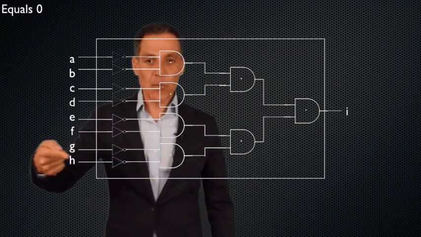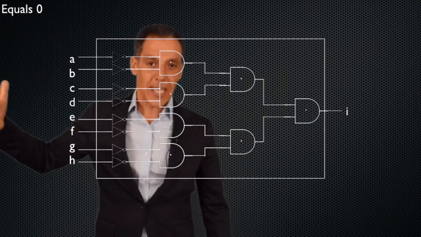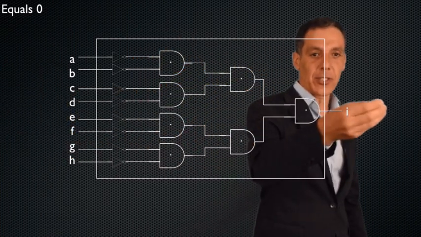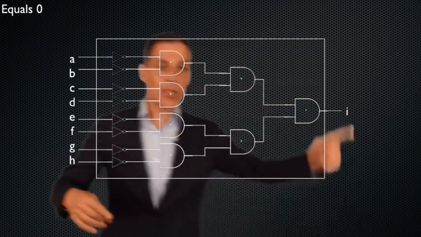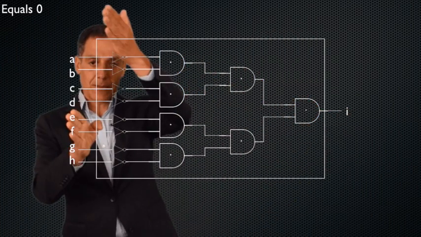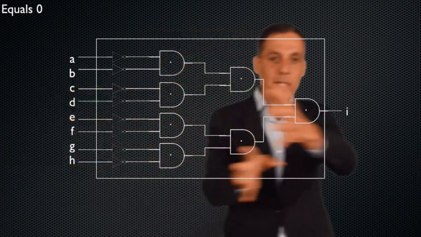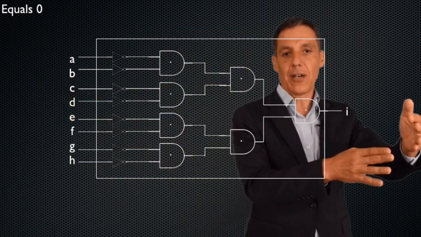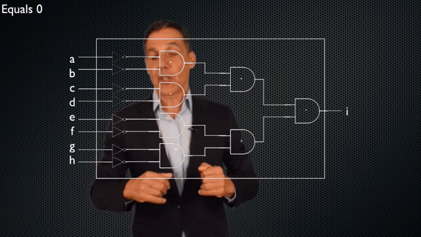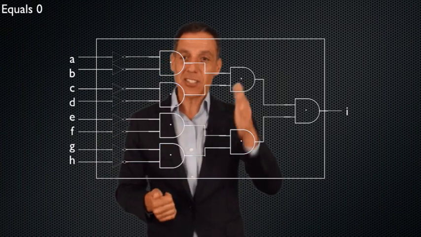Notice how any one of these flips to 1, it propagates through the entire circuitry, and I get a 0 out. And the only way I get a 1 there is if these are all 0, they all flip to 1, and then I propagate only 1s through the series of ANDs.